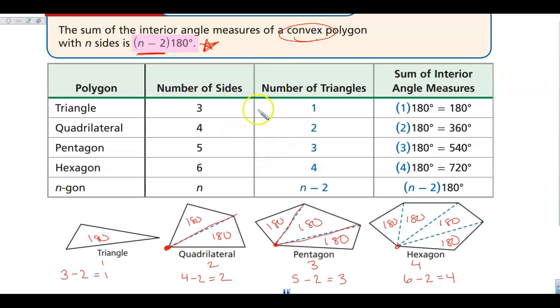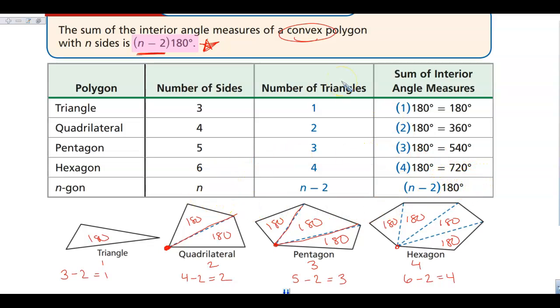Okay, so a triangle, we do n minus 2, which is 1, times 180. 4 minus 2 is 2, times 180 is 360. Pentagon, 5 minus 2 is 3. 3 times 180 is 540. So this is how we get our formula. This is where the formula comes from.